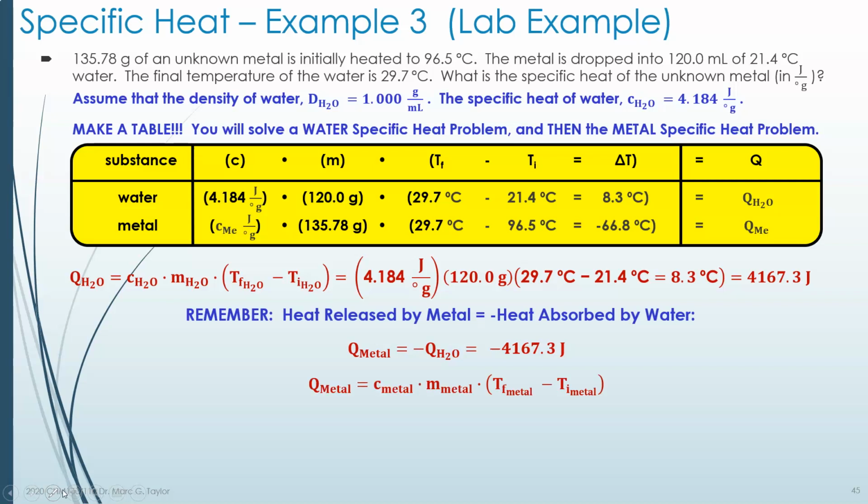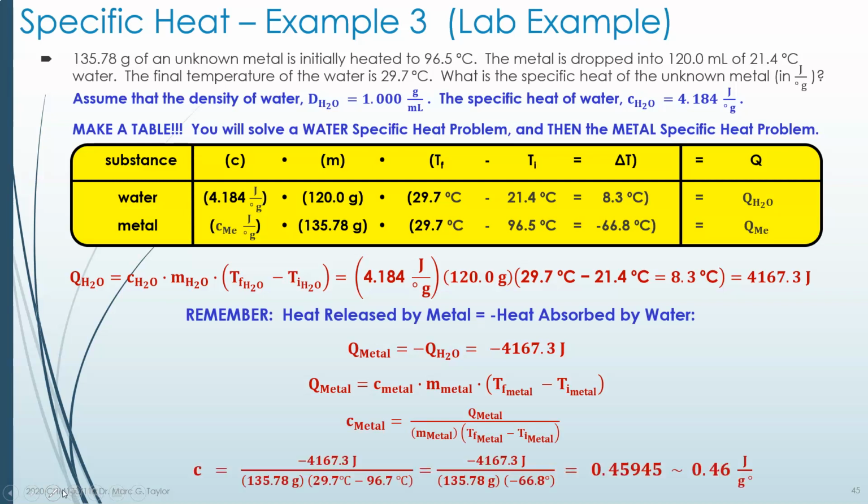We plug that in, and now the only thing we're missing is the specific heat of the metal. We plug those numbers in, and we get the specific heat of the metal is 0.46 joules per degree gram. Remember, specific heat has to have energy on the top and grams and degrees on the bottom. In this case, it's joules per degree gram or joules per gram degree.